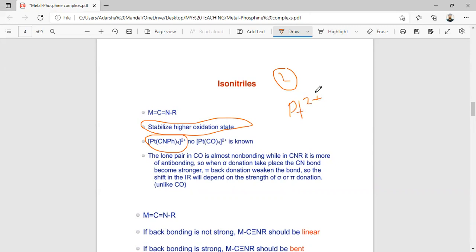So the carbonyl ligand is not that much of a sigma donor, so it will not stabilize the +2 oxidation state of platinum, but the isonitrile can stabilize the +2 oxidation state. So that's why this complex is known for isonitrile but not for CO.